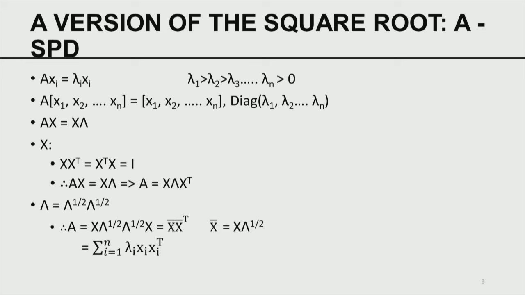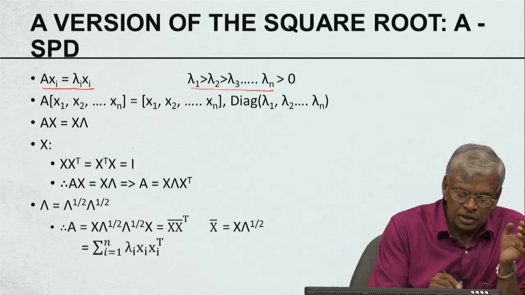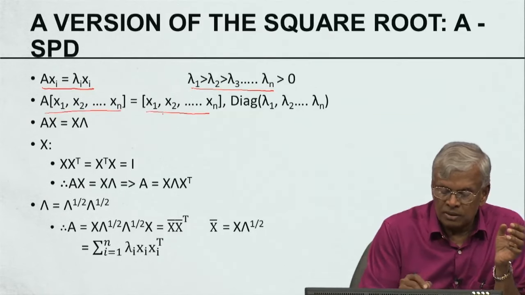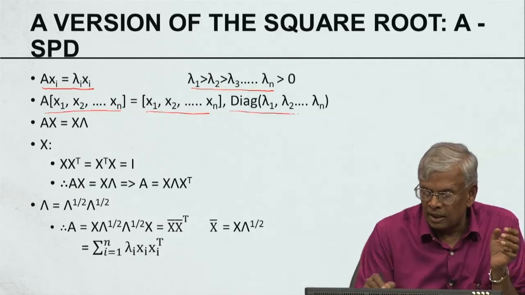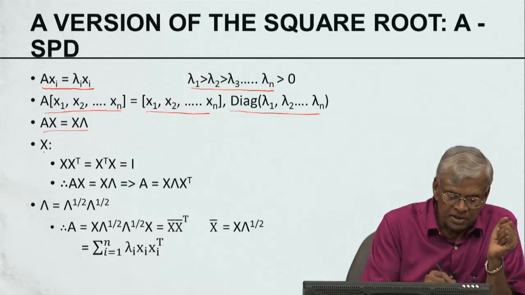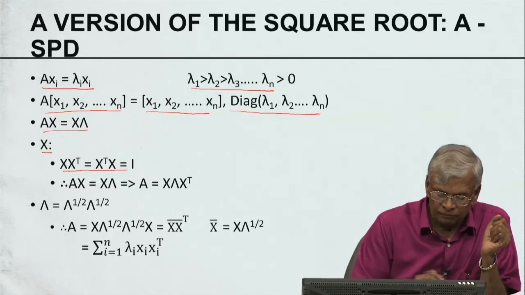So let me quickly talk about the covariance matrix and its properties. If A is a matrix with A x_i equal to lambda_i x_i, and A is SPD, then all the eigenvalues are positive. This can be written succinctly as A [x_1 ... x_n] = [x_1 ... x_n] times a diagonal matrix. So the matrix X is such that it is orthogonal.